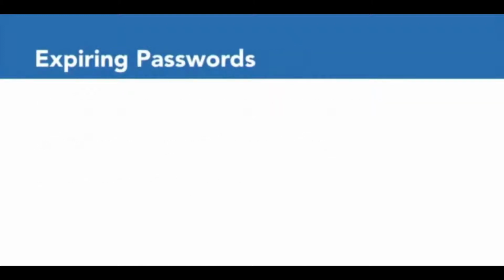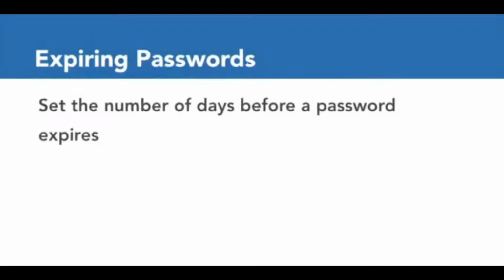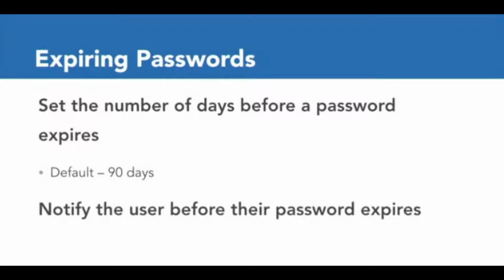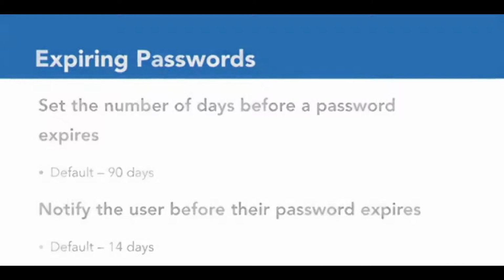If you decide to implement a policy where passwords expire, you can set the number of days before a password expires. The default is 90 days. This is also the password expiration duration that the PCI Security Standards Council recommends. You can also set the number of days that an email notification will be sent to the user before their password expires. The default is 14 days. A user can change their password at any time before the expiry. After expiry, they must change their password to continue using Office 365.